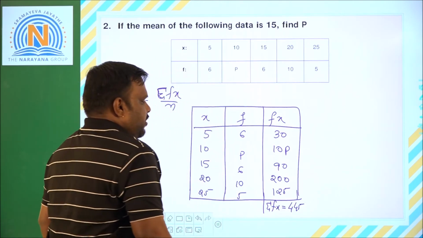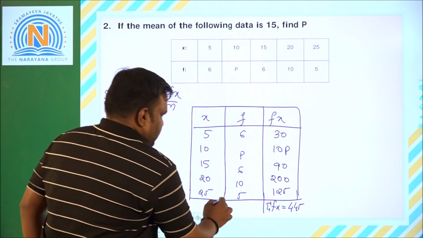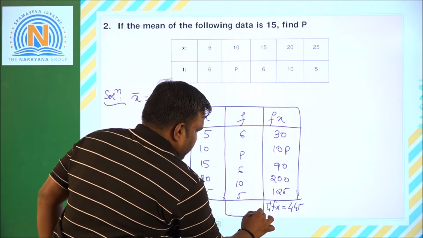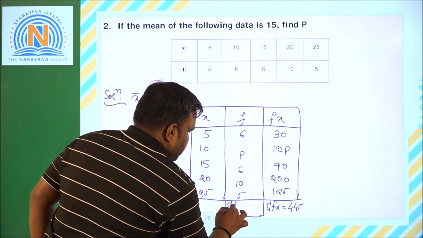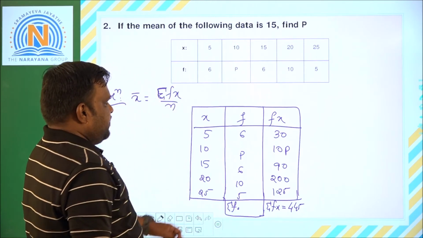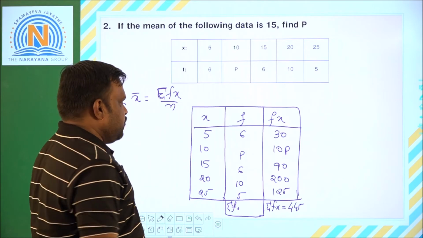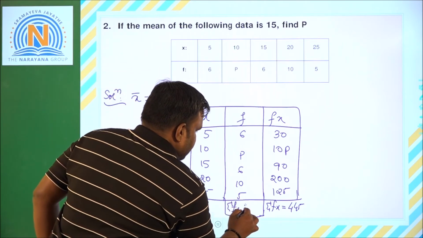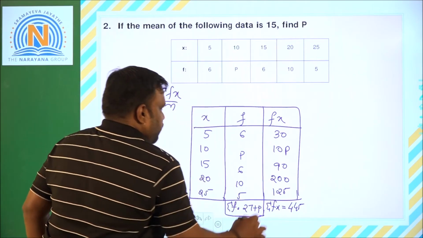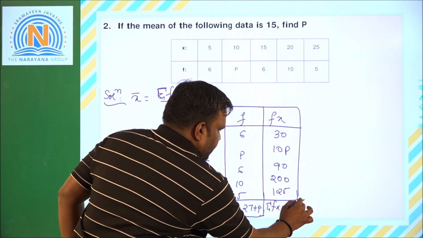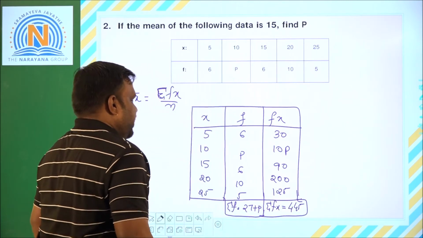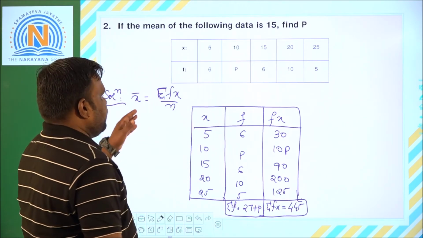445 is the value what you have here. And when you come to the sigma f, that is the sum of the frequencies here. So it is 10 plus 5, 15, 15 plus 6 is 21, 21 plus 6 is 27. So 27 plus p. Here we got the value of sigma fx as well as sigma f. Now substitute in the formula.